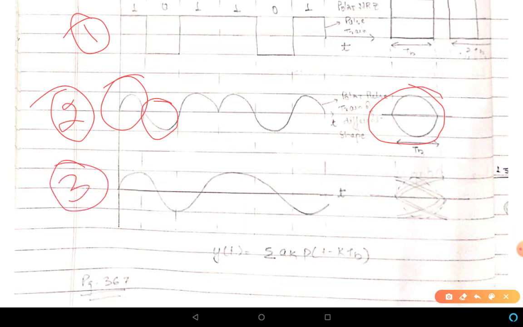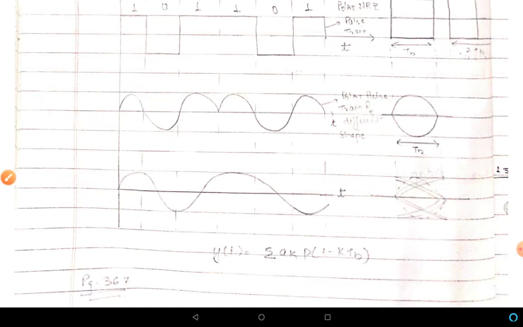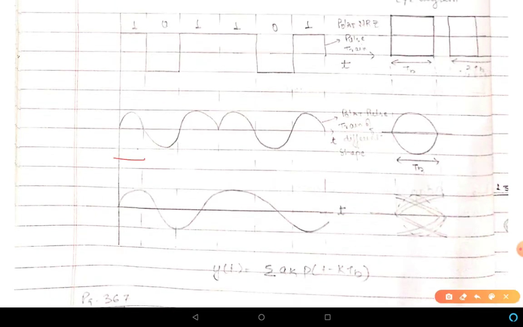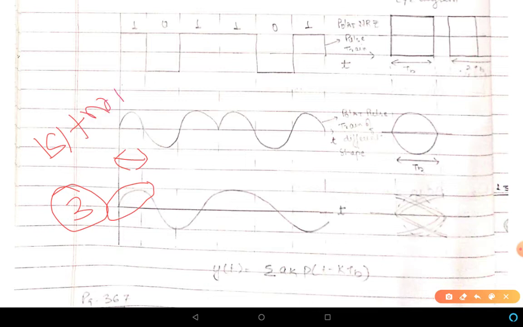Now this is case 3. In case 3, you can see that in the bit duration, my signal is a different signal. The signal which is received at the receiver is a different signal. It is an expanded signal. So this case, that is case 3, is basically a case of ISI plus noise. Mainly it is a case of ISI.